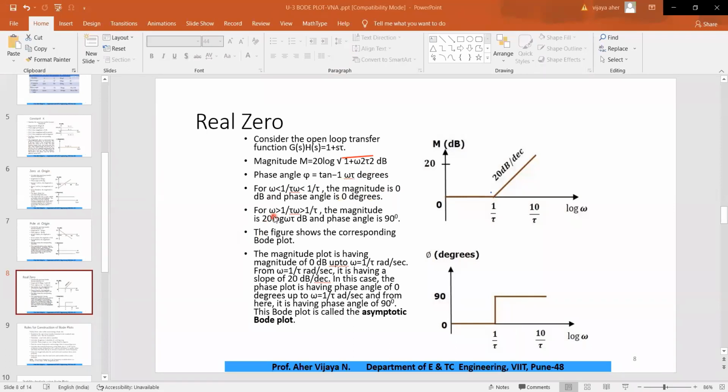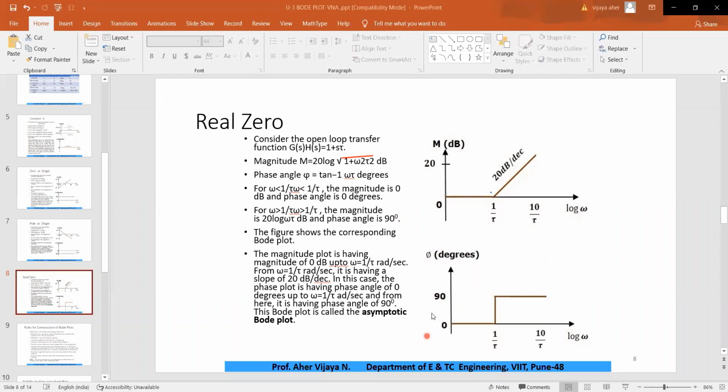For omega greater than 1 divided by tau, the magnitude is 20 log of omega tau to the base 10 in dB, and phase angle is 90 degree. You have to write all these statements from the standard table. Then the figure here shows you the magnitude plot and phase plot.